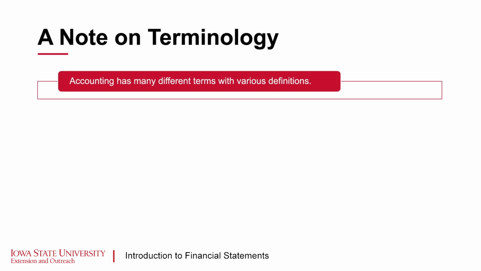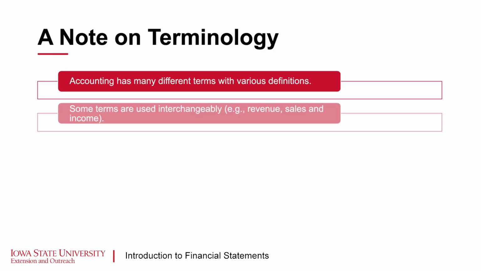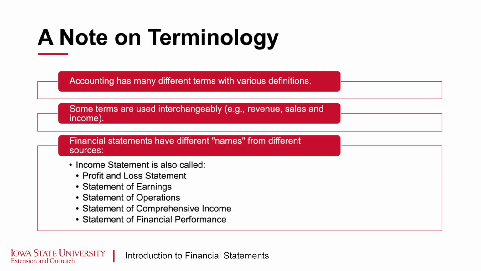Accounting, including the financial statements, can be quite complex, with many different terms and definitions. It's important to note that some terms are used interchangeably, such as revenue, sales, and income. Additionally, financial statements often have various names depending on the source. For example, the income statement is also known as the profit and loss statement, the statement of earnings, the statement of operations, the statement of comprehensive income, and the statement of financial performance. Don't let minor differences in terminology, such as sales versus income, cause confusion. The major structure and contents of each statement will remain the same, regardless of what specific terms are used.